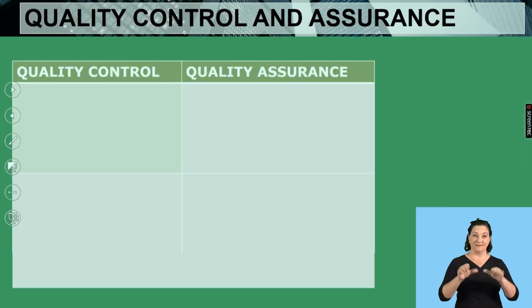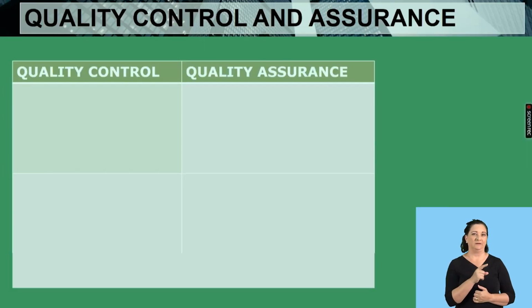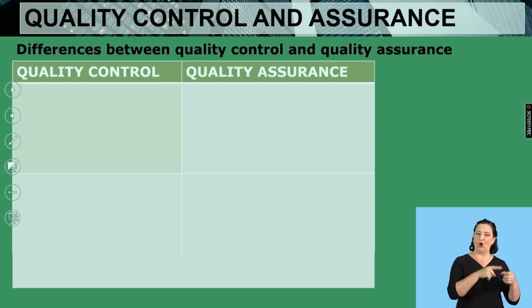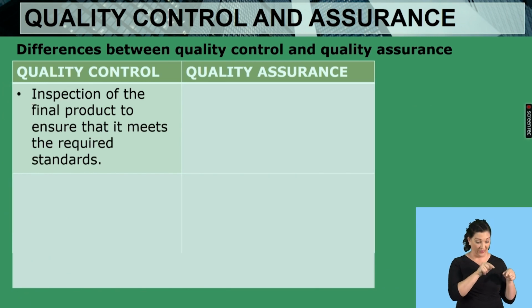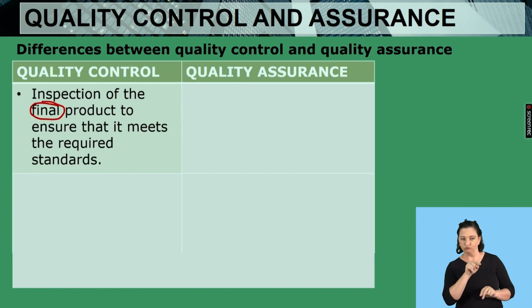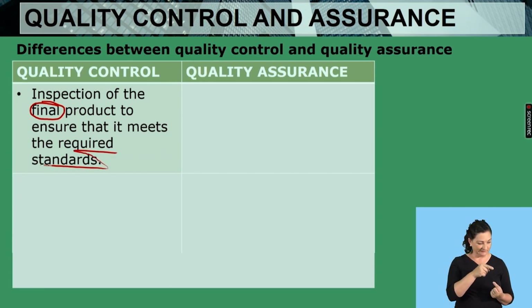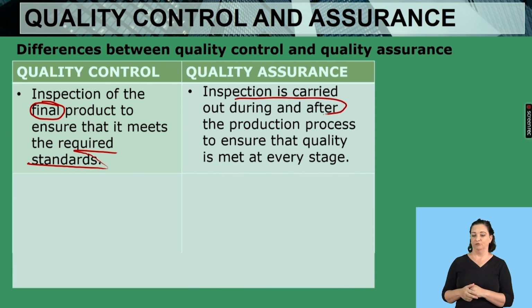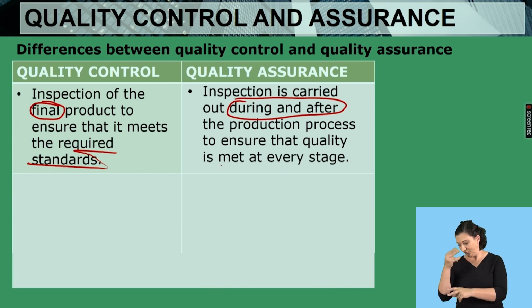Now let's look at both these concepts in detail and see how they differ from each other. Firstly, quality control inspects the final product like I have mentioned, and we are doing this to make sure that it has met the required standards. Whereas with quality assurance, we are going to inspect during and after the production process to ensure that quality is met at every stage.